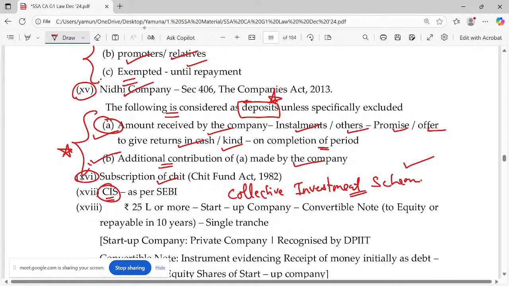அப்போ எதுக்கு அதை டெபாசிட்ல கொண்டு வரீங்க? Please try to understand. It is already regulated by a statutory authority, SEBI. Why do you need to regulate it in terms of deposits? Need not. So it's not treated as deposit.